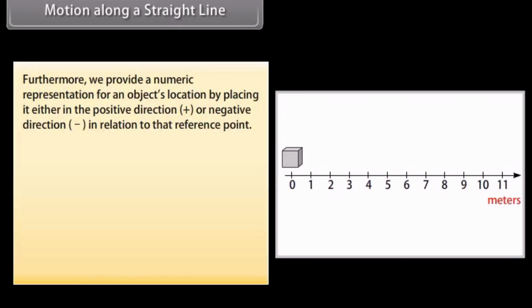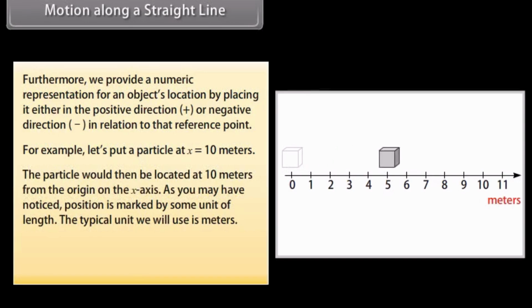Furthermore, we provide a numeric representation for an object's location by placing it either in the positive direction or negative direction in relation to that reference point. For example, let's put a particle at x = 10 meters. The particle would then be located at 10 meters from the origin on the x-axis. As you may have noticed, position is marked by some unit of length. The typical unit we will use is meters.